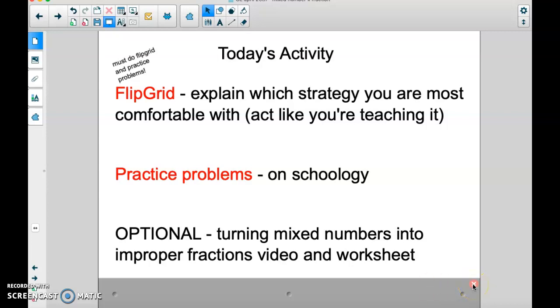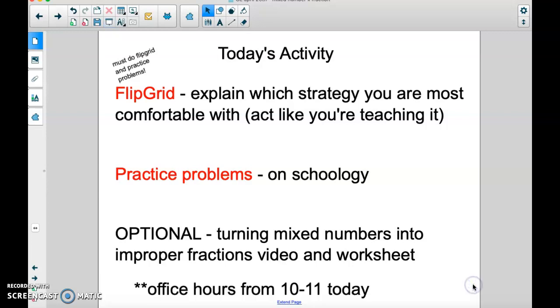Because I'm telling you that turning into improper fractions is going to be the easiest way for you for multiplying mixed numbers. Please also remember I have office hours today from 10 to 11. If you have a question about this, you're unsure, you'd like a little more practice with me, please come, okay? I'm here to help, all right?